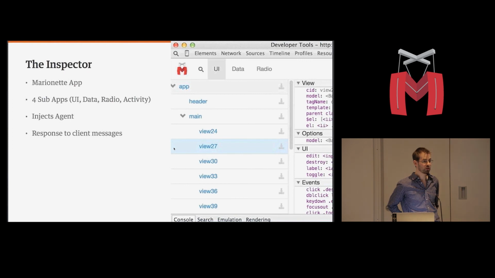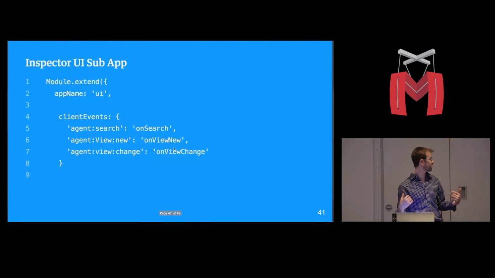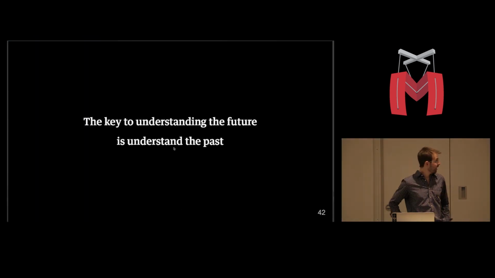The inspector is just a Marionette app. That's the most important thing to know. There are 4 sub-apps: UI, data, radio, and activity. And those apps are just really simple to build as well. Injecting the agent is just a Chrome command, and responding to client messages is all it does. So the UI sub-app gets client events like a new view is created or a view is changed, and then updates the view collection to add the new view or whatever. And that's kind of the inspector behind the scenes.